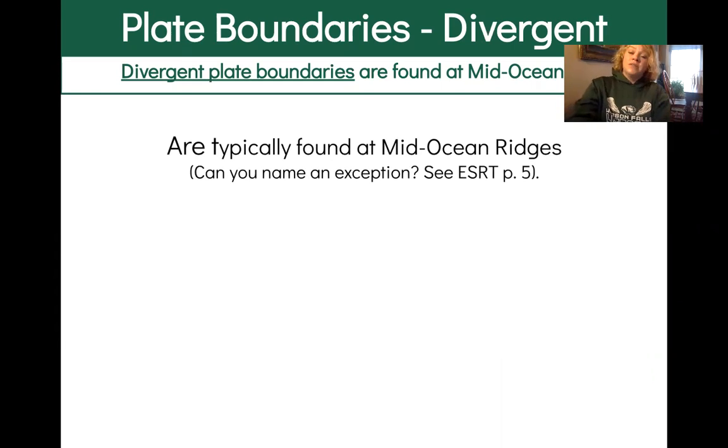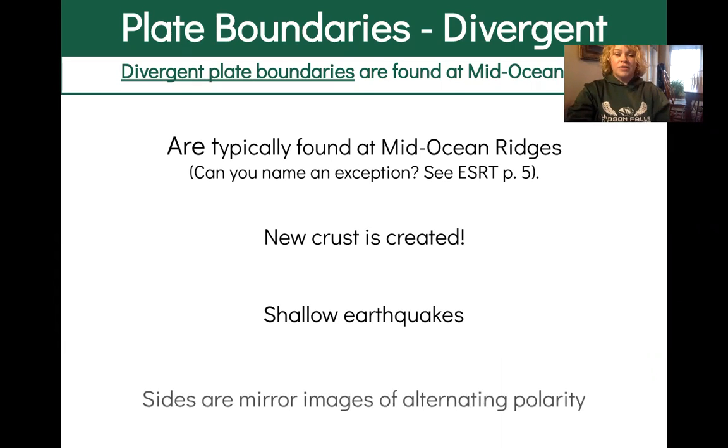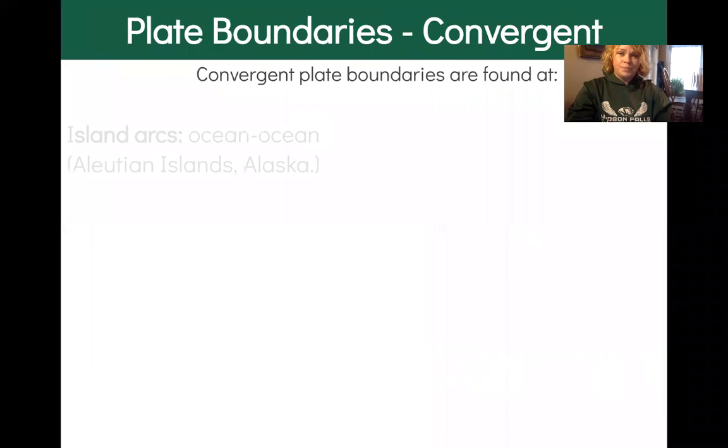Okay, so again, to summarize here, divergent plate boundaries are typically found at mid-ocean ridges. They're where new crust is created. They generate shallow earthquakes because the crust is just pulling apart at the surface, and each side is a mirror image of polarity in those igneous rocks.